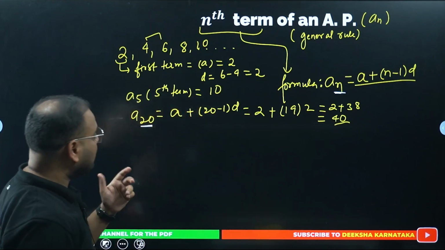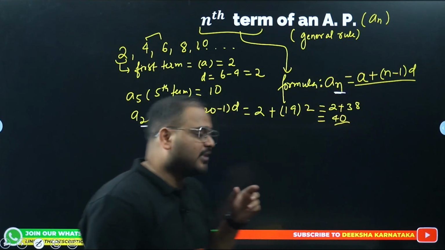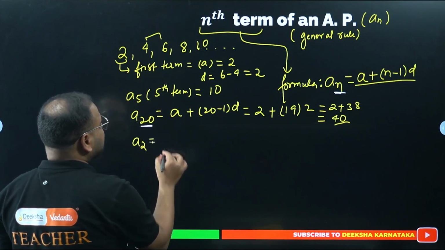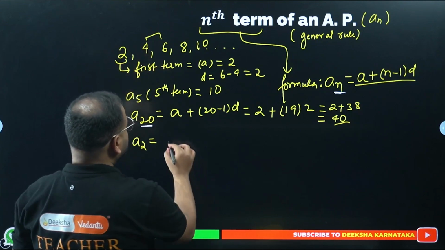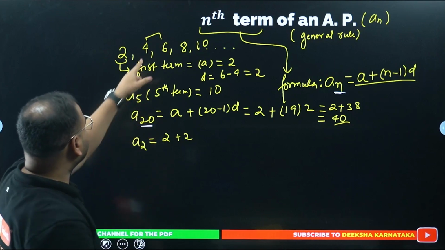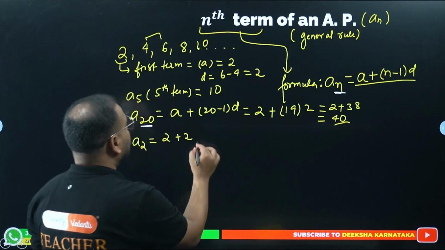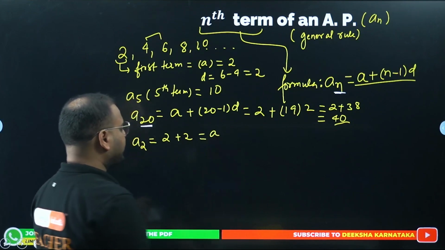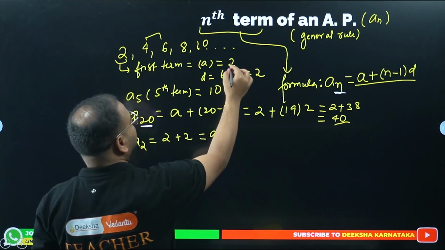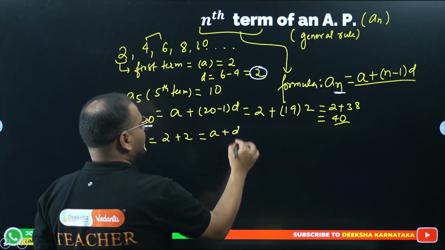Okay, great. Now, as I promised, let's recall how we reach this formula A plus n minus 1 into d. If I have to write the second term, what is the second term? 4. Can I write 4 as 2 plus 2? Second term is 4, no? Check here. So I can write 2 plus 2. Can I write the first 2 as just A, and the second 2 as the common difference d? So A plus d. I hope this is okay.